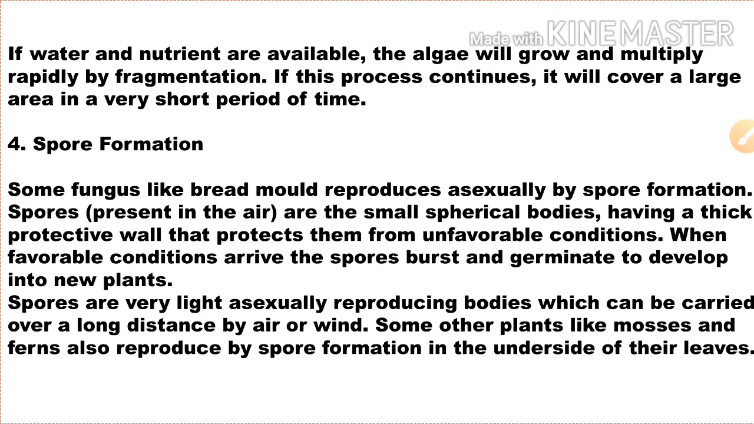Next, reproduction by spore formation. Some fungi, like bread mold, reproduce asexually by spore formation. Spores are present in the air, are small spherical bodies, and have a thick protective wall that protects them from unfavorable conditions. When favorable conditions arrive, the spores burst and germinate to develop into new plants.